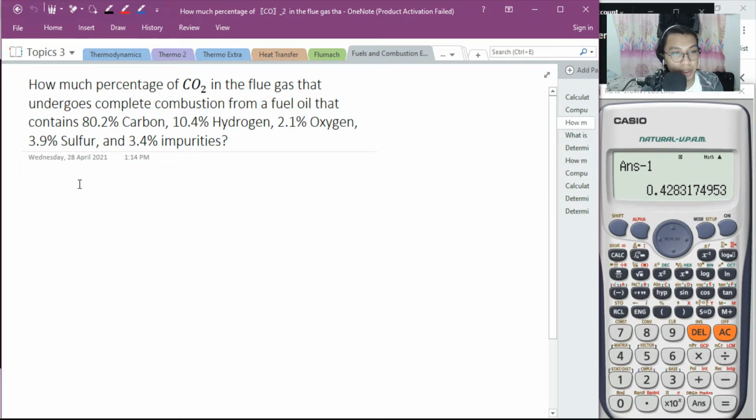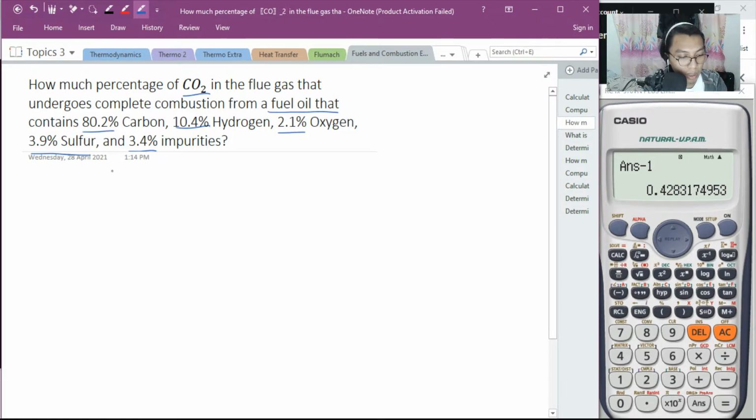How much percentage of CO2 in the flue gas that undergoes complete combustion? Complete combustion daw, from fuel oil that contains 80.2% carbon, 10.4% hydrogen, 2.1% oxygen, 3.9% sulfur, and 3.4% impurities. Ngayon, ito is percent by mass, okay? Yung percent by mass. So how will we get this? Kailangan mong ganito.